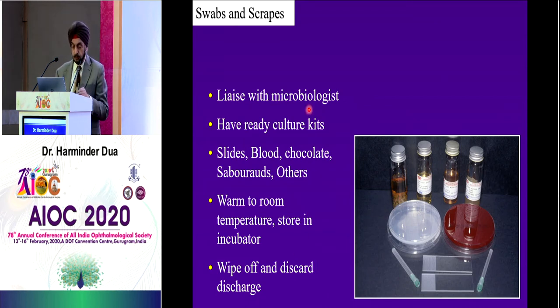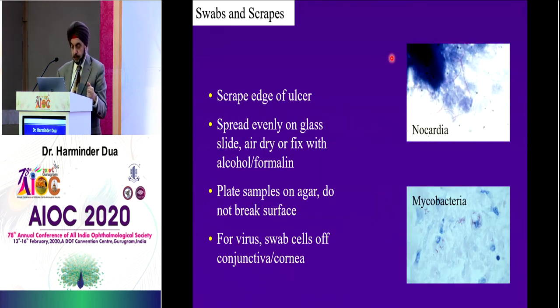you will wipe out any discharge from the patient's side. You're not going to culture the discharge because it always has dead bacteria and a lot of inflammatory cells. You take the tissue or the material from the ulcer, from the corneal stroma. Then you scrape the edge, like I said, you spread it evenly on the glass slide and let it air dry. If you're looking for trophozoites of Acanthamoeba, you have to fix it with alcohol straight away, otherwise trophozoites burst on drying, but otherwise air drying is good for most bacteria.